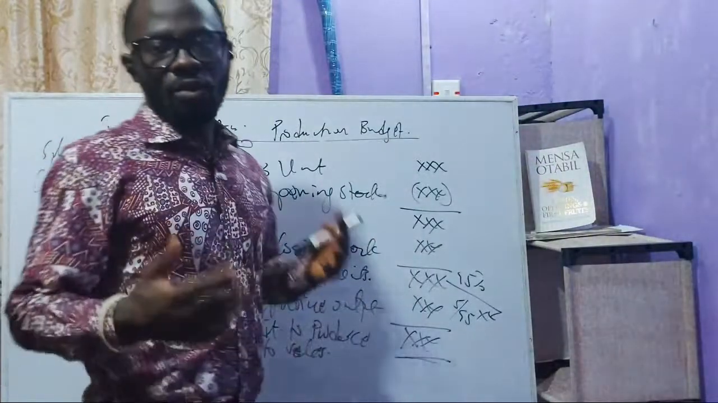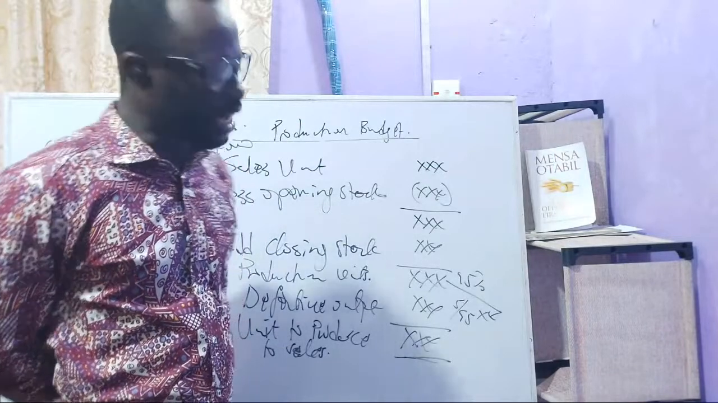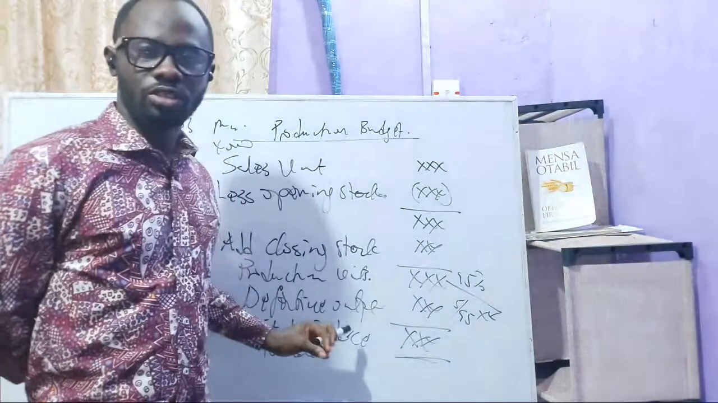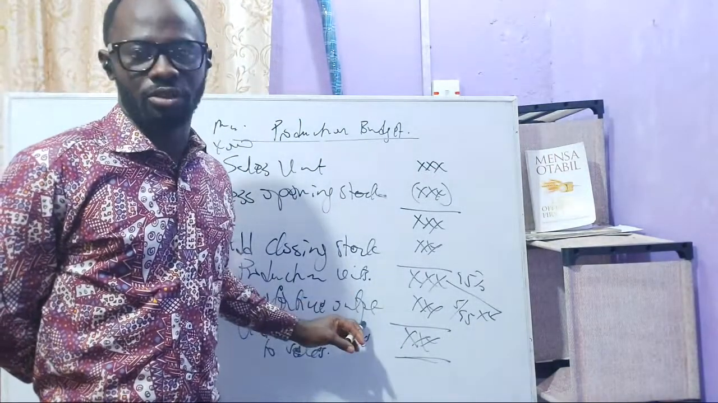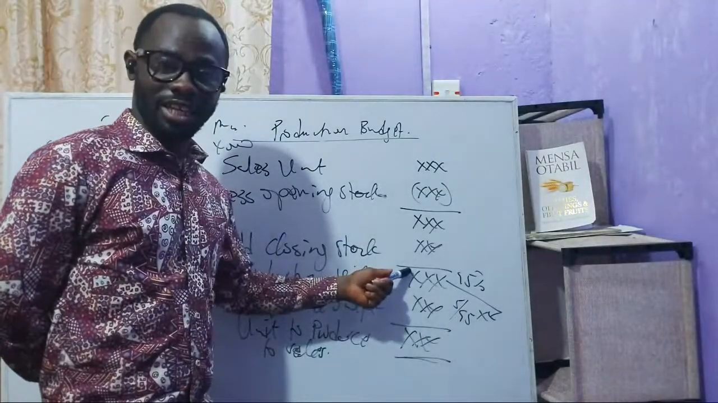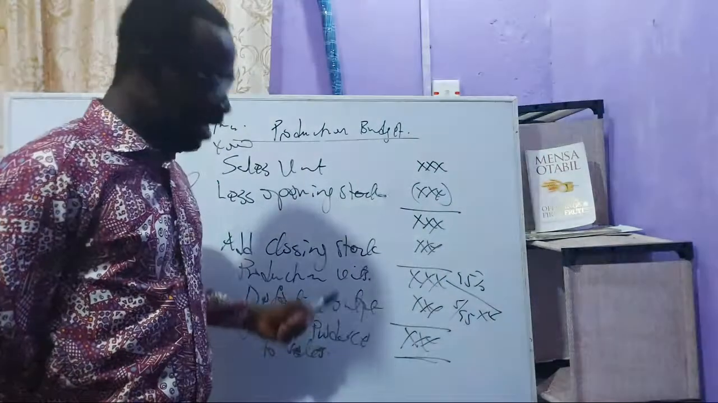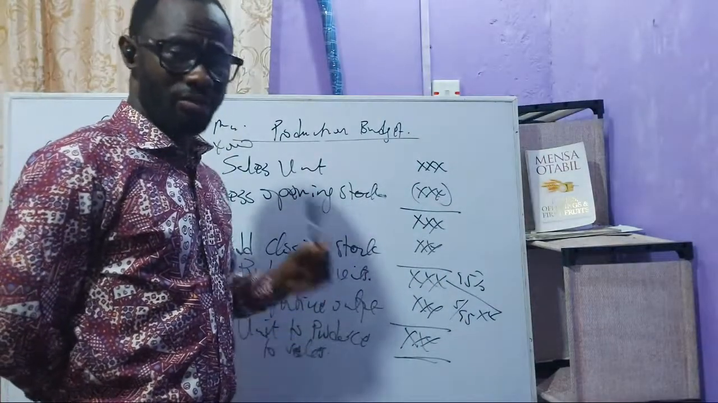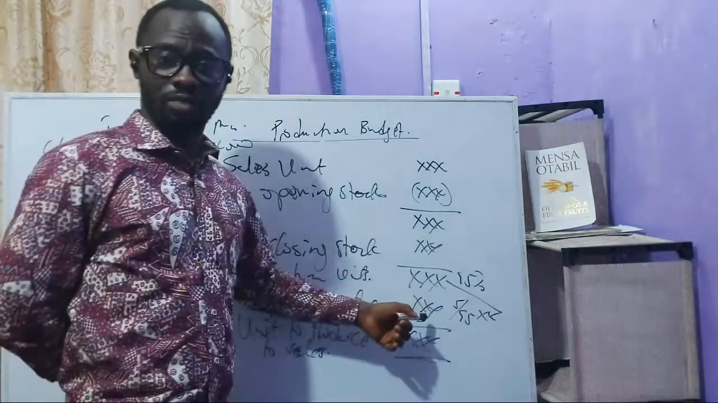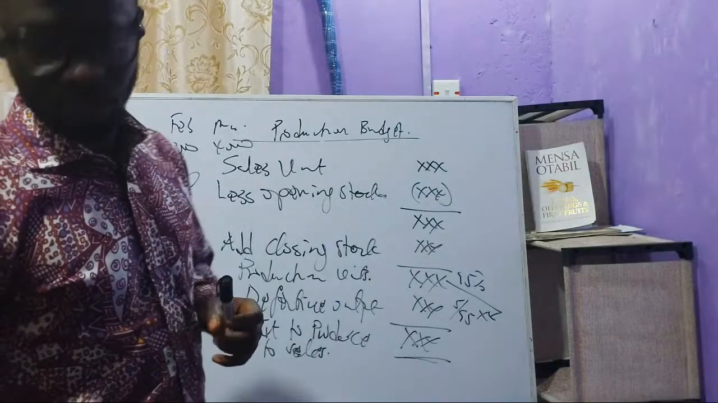So after we get a production budget, to get the units to produce to meet sales. Remember, there's a difference between the production units and the units to produce to meet sales. That is the final answer that we are after, if there is defective output built into the system.